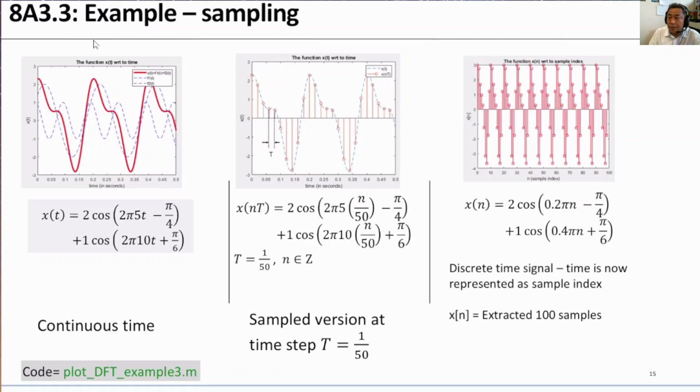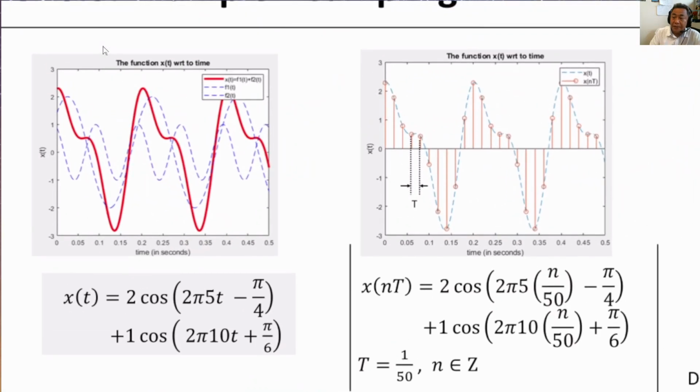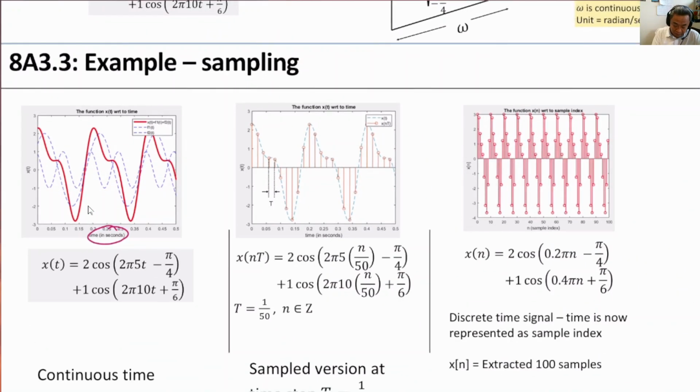In this slide, we'll talk about sampling. Basically, sampling converts a continuous time signal, as what we have here in this red line, where the horizontal axis is time, continuous time, and then we want to convert it into a sequence of numbers representing this red line. And we do it via sampling.